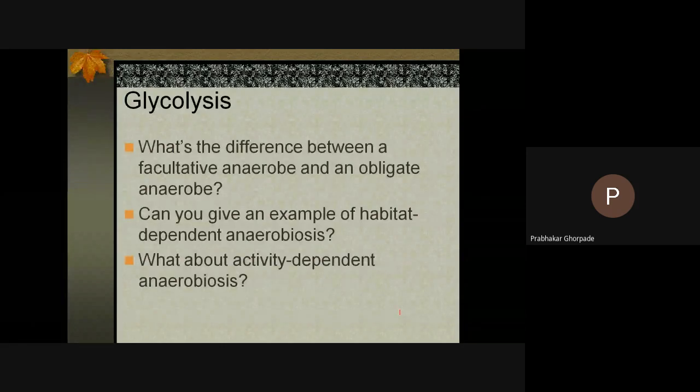Okay, so what are some examples of habitat-dependent or activity-dependent anaerobic organisms? Under rumen conditions, some bacteria are anaerobes. For their function, they can derive energy from anaerobic glycolysis.